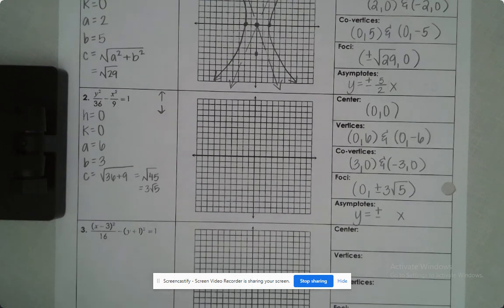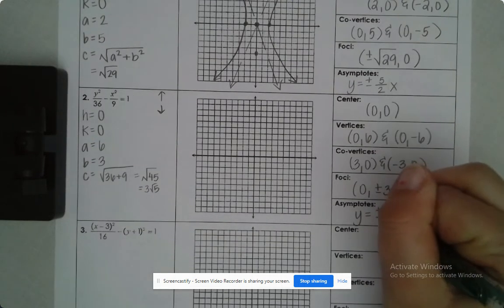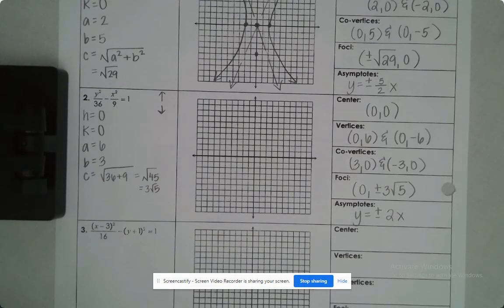So then it's vertical. So horizontal was B over A. So vertical is A over B. So in this case, it is plus or minus 2x. If you leave it as 6 over 3, I'm going to question you. Graph it. I'll put it up in a minute. Graph it.